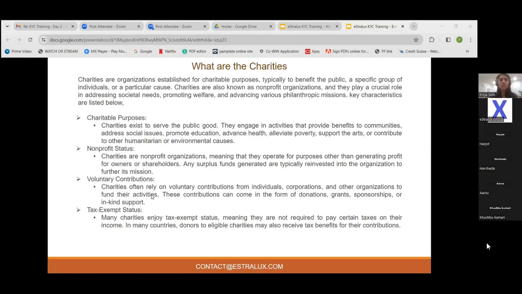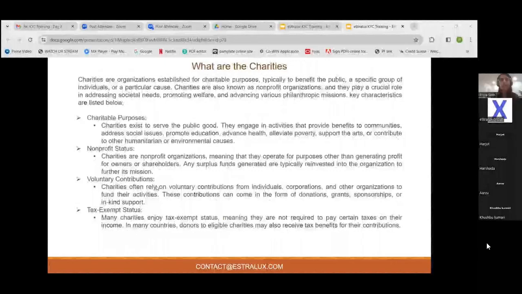Let's start with it. Charity purpose: the main purpose is to serve the public good. For example, people do it for educational purposes, or for health purposes, or to support art, and so on. These are the various purposes for which a charity is formed, and it has non-profit status as mentioned. Of course, you cannot force people, it is a voluntary contribution, and many charities are tax exempt. They don't have to pay tax because they are charities, they are not earning, and they are non-profit.